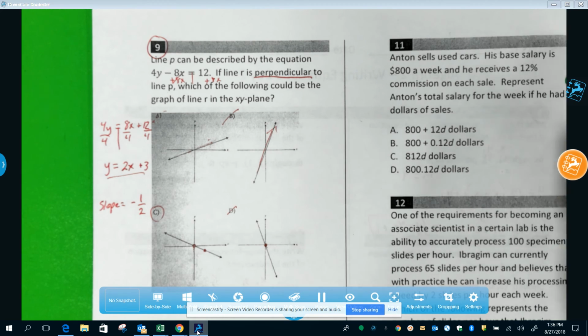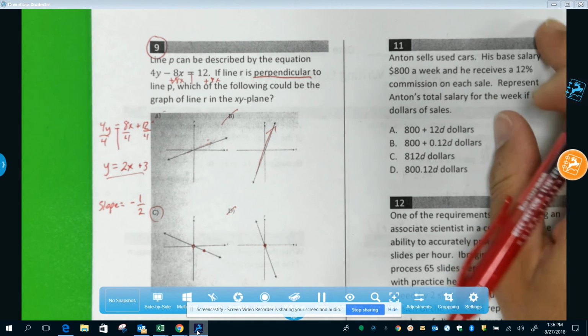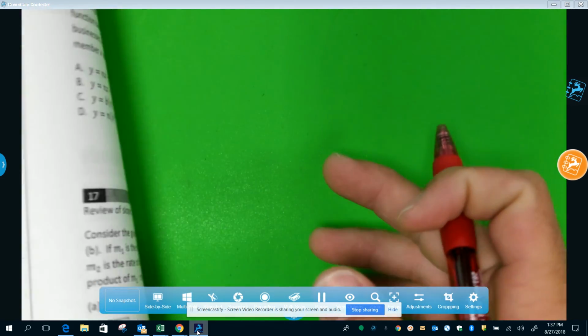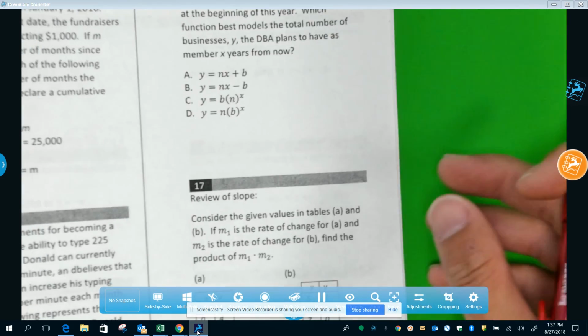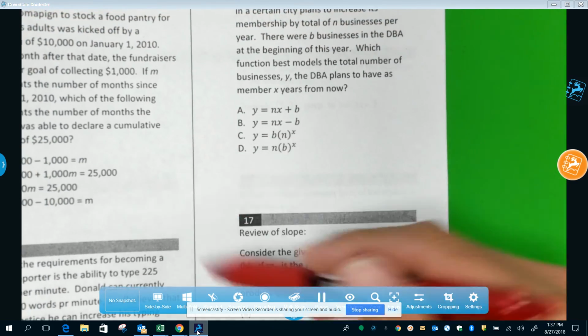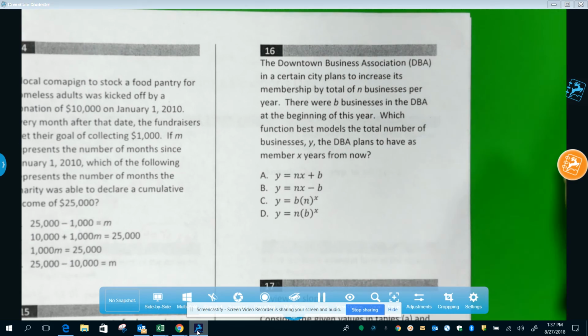And that's pretty much all we've got for this lesson. Parallel and perpendicular lines, not very complicated. Okay, we've got some more word problems here, but we can work on these word problems in class tomorrow.